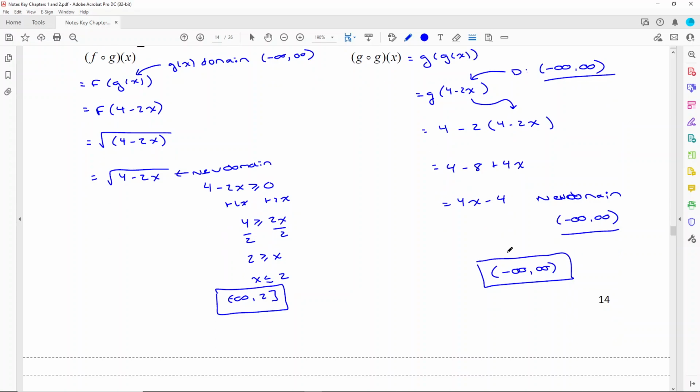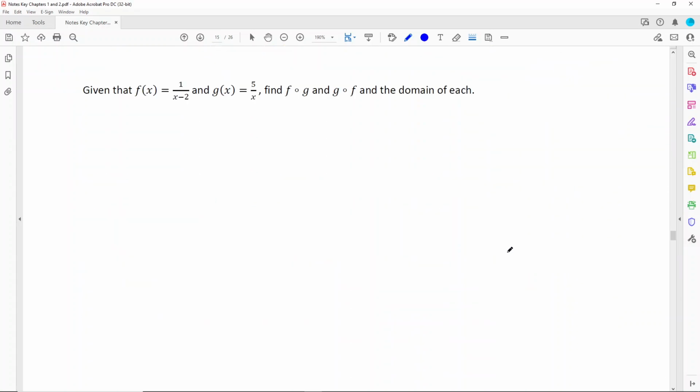Okay. Moving on to the last one. This one is probably the most complicated. So if you need to pause the video and take a break before we do this one, feel free. But what we're going to do is f of g of x and g of f of x, and do the domain of each. So let's start with f of g of x.